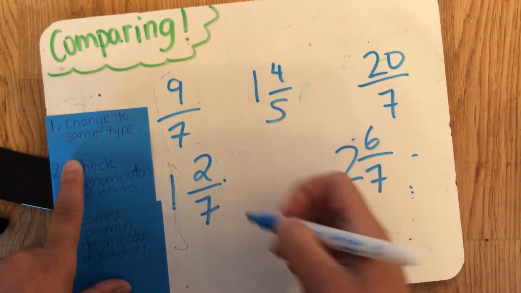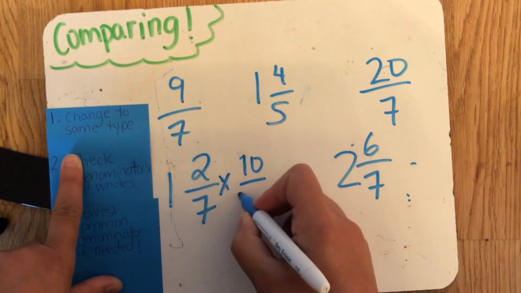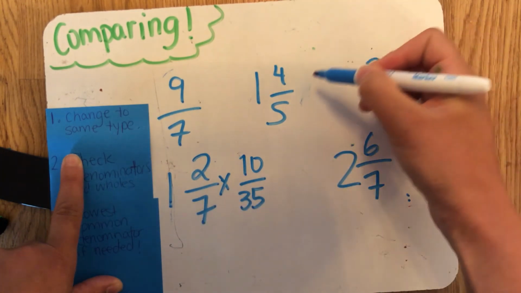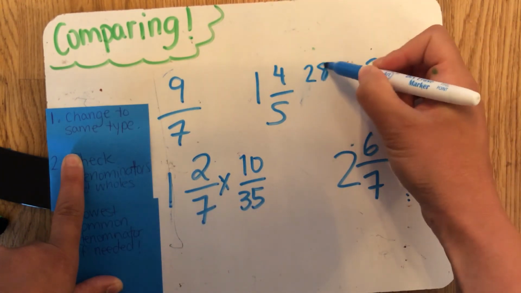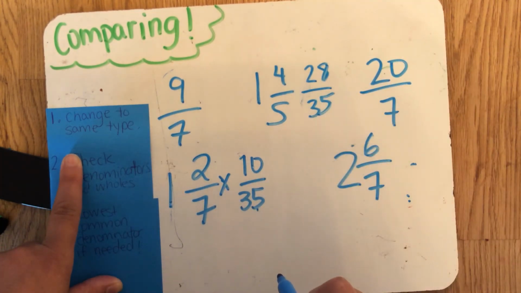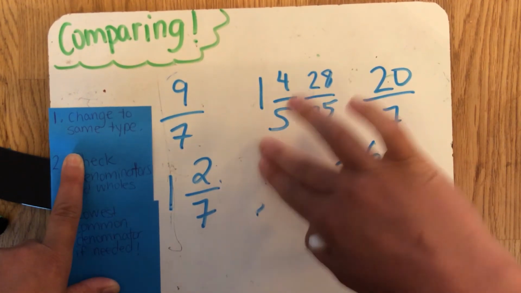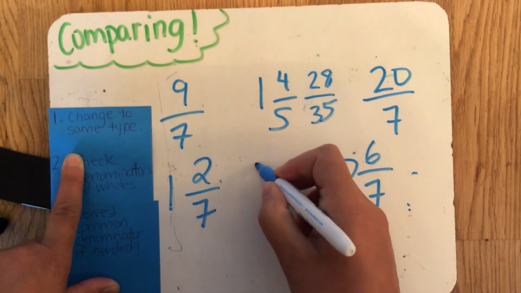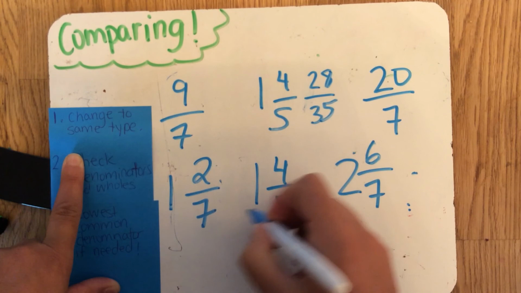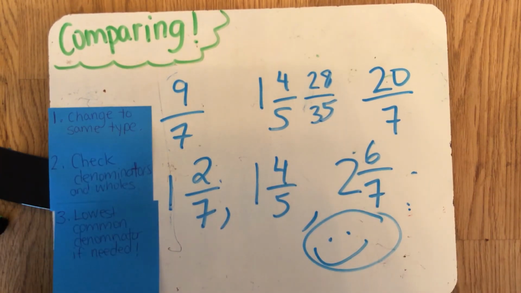But if we were to change it to our lowest common denominator, it would be 1 10/35 versus 1 28/35. So you can see that is already the least. Okay, so these are already in order from least to greatest. Okay, go practice. Good job.